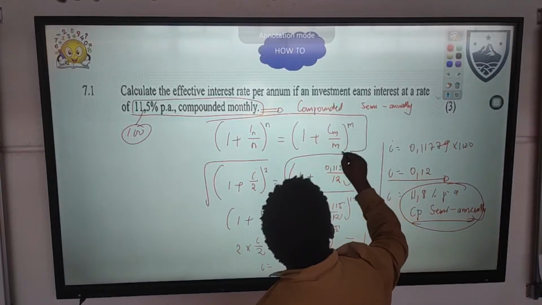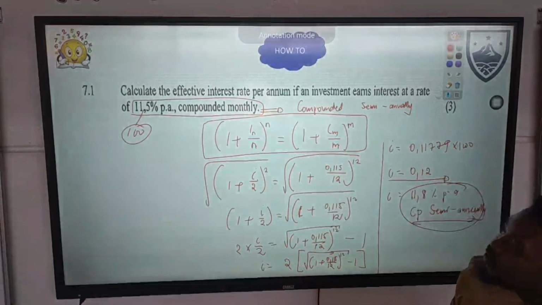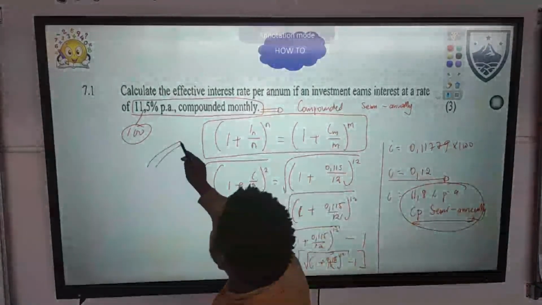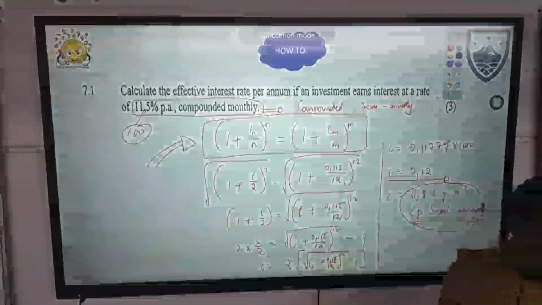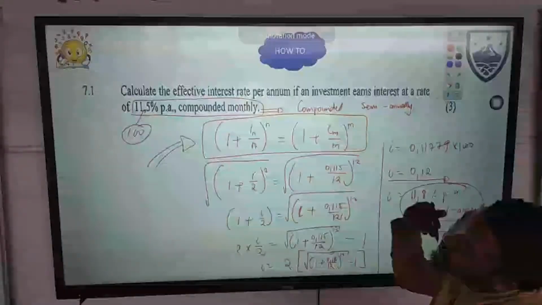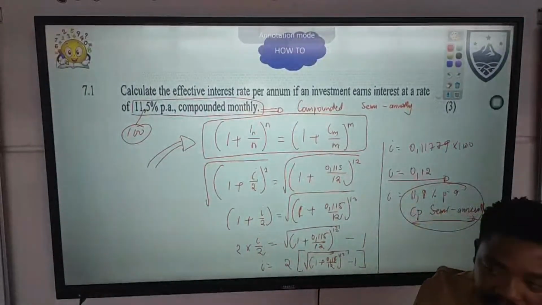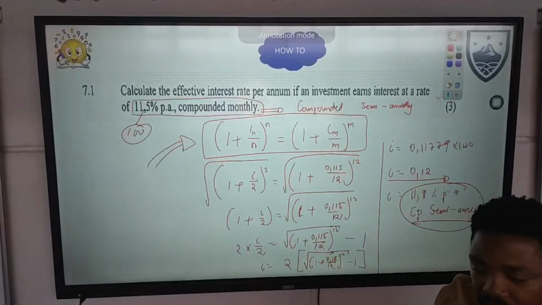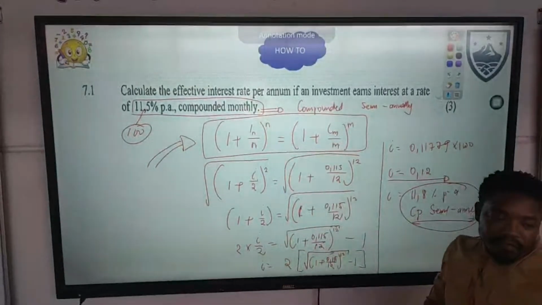So this is just what I'm trying to remind you. This you will not find in the formula sheet. You need to remember it. If there's one thing that you have to remember from grade 11, it is this formula that we use to change our interest rate from one interest rate to the other, specifically those that are compound interest. So just be aware of that.